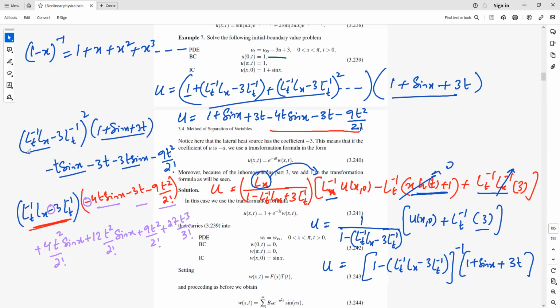So these terms we are going to add here, therefore we are going to get positive 4t squared over 2 factorial sine of x, and this is 12 and this is 4, so it becomes 16 overall. Therefore just write it 16 here. So this is 16t squared sine x over 2 factorial, and this is 9t squared positive over 2 factorial plus 27t cube over 3 factorial, and so on.